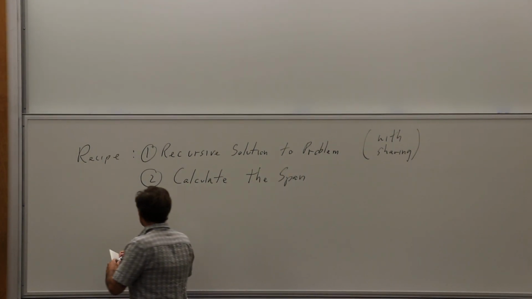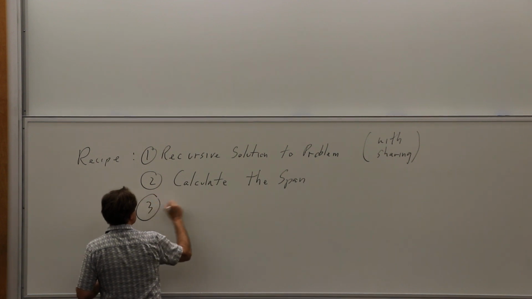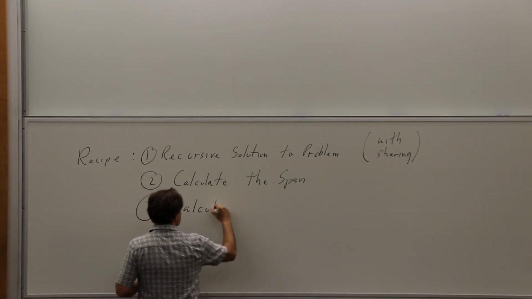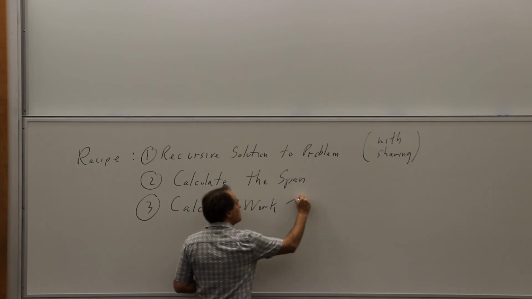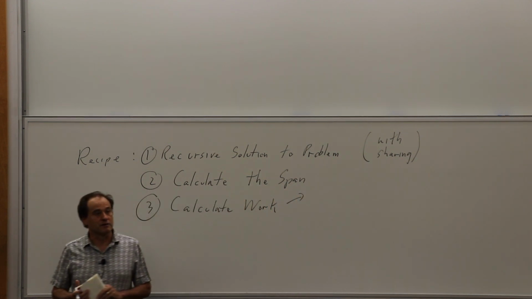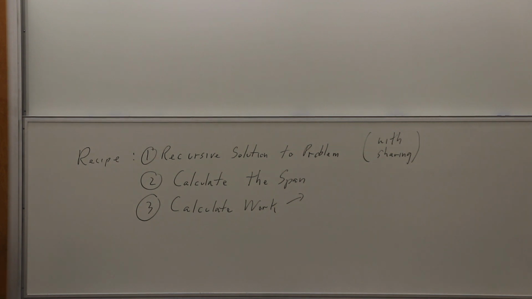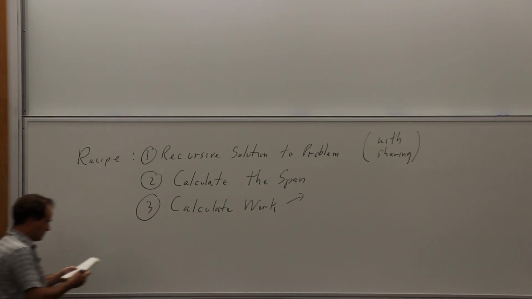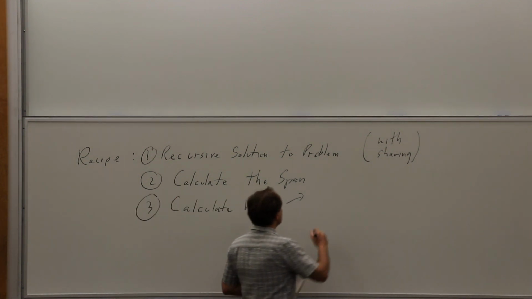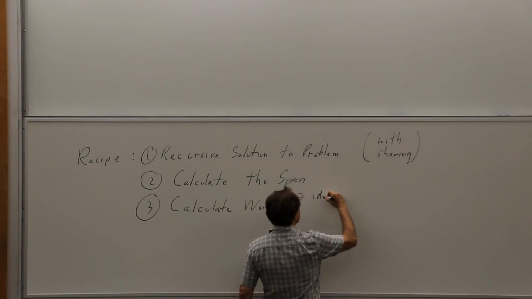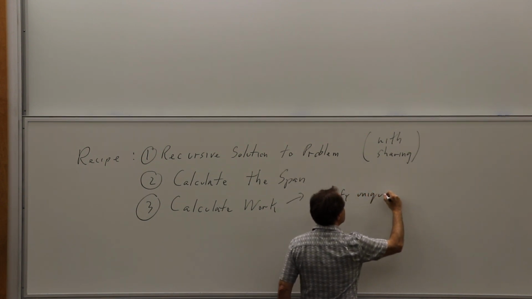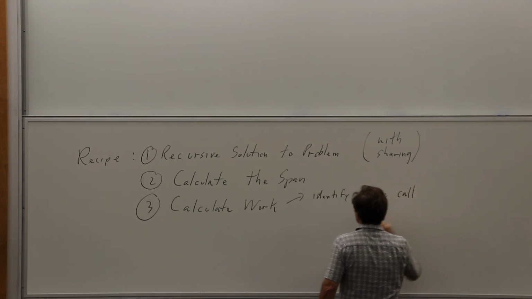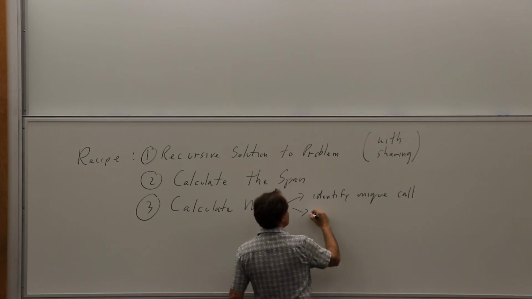And third is we calculate the work. And I should point out most dynamic programs are quite parallel. We'll see several examples. In fact, only the first example I'm going to do, because it's trivial, is not parallel. So to calculate the work, we basically identify unique calls, and then we determine the cost of each.